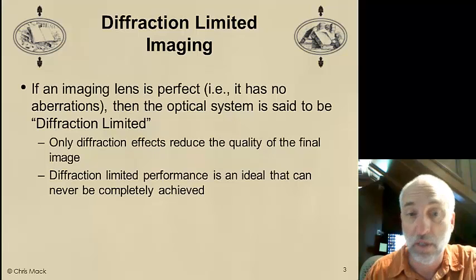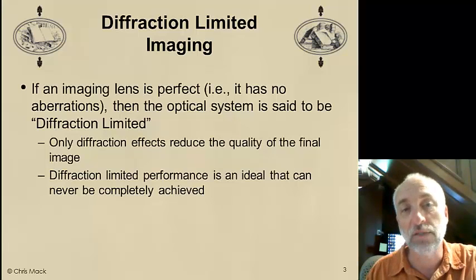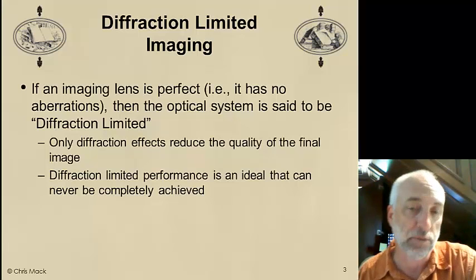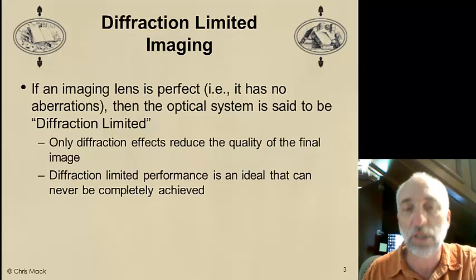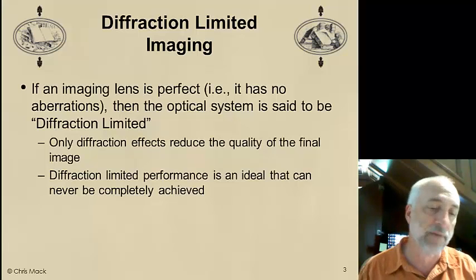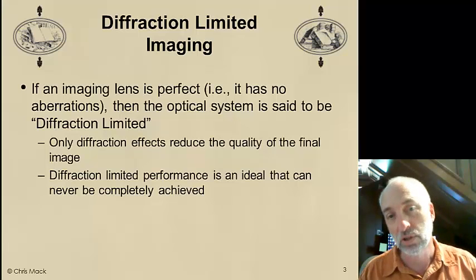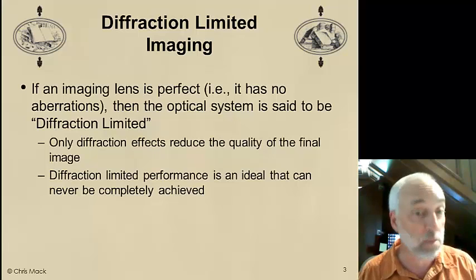That means even if we had a perfect lens, we would still be limited. We'd be limited by the phenomenon of diffraction. Now, diffraction limited performance is an ideal that's never completely achieved. We get very close to it with the lithographic lenses. In fact, lithographic lenses are probably the lenses that get us as close to diffraction limited performance as any lens that is made.